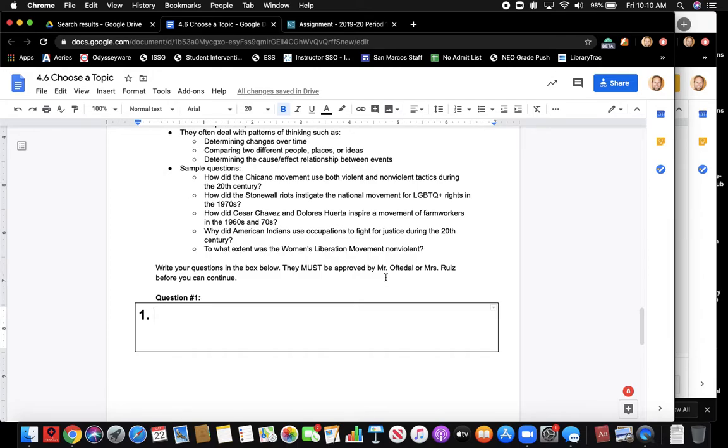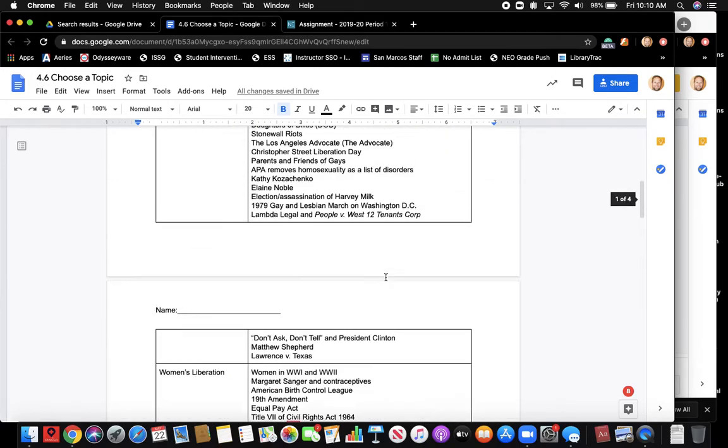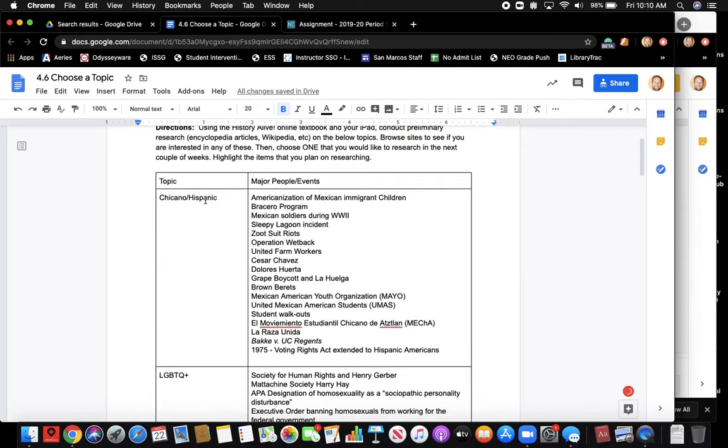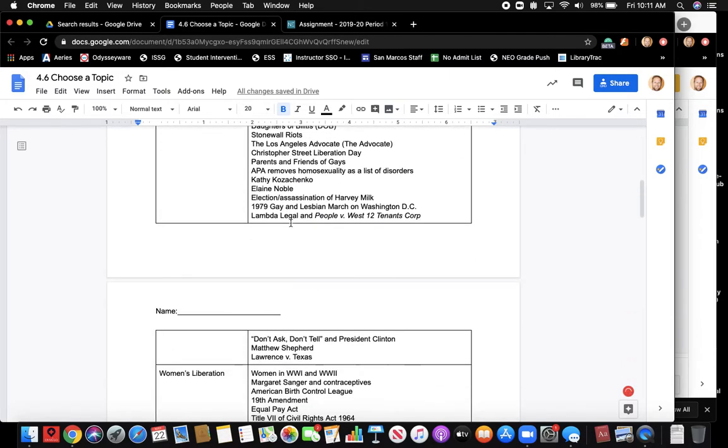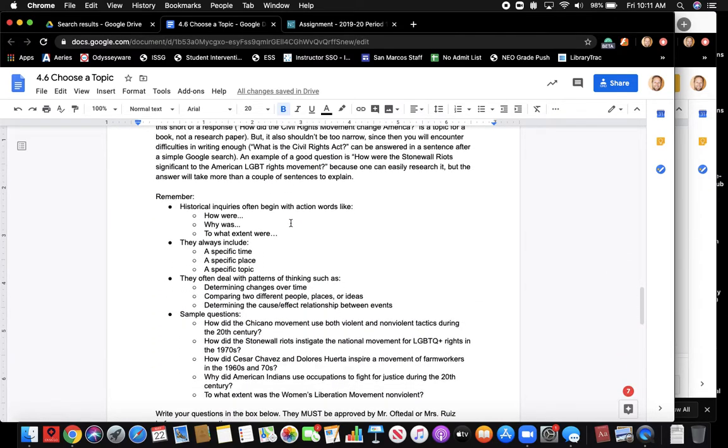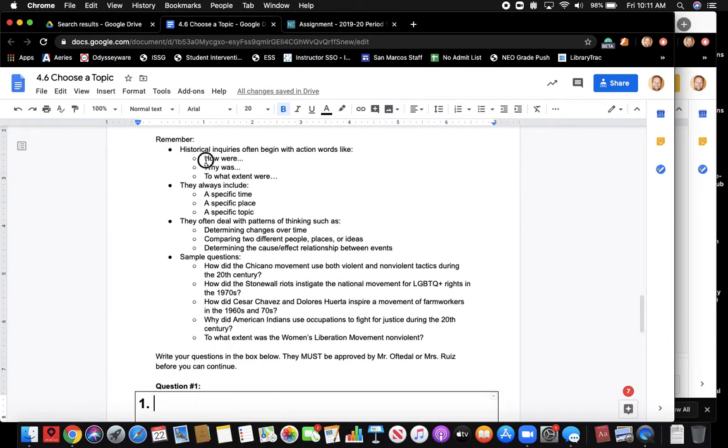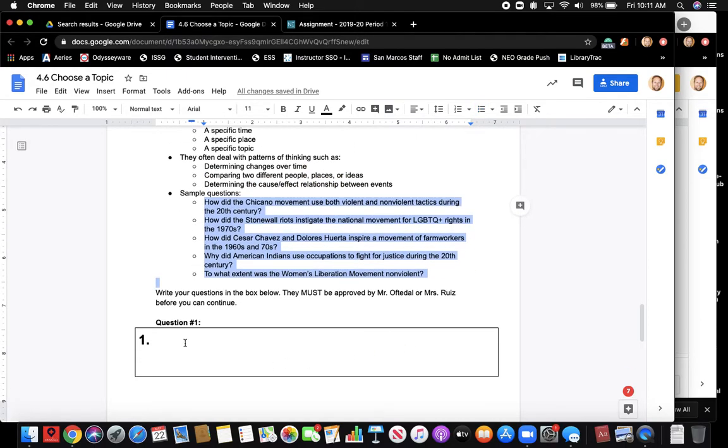So that's 4.6. Again, just a brief overview. You're going to be choosing one of these topics and 2 or 3 of these major people or events that fit within this topic that you might want to research. And then you're going to create a research question that combines all of those things: it has a higher level action word, includes a specific time, place, and topic, has one of these thinking patterns, and is modeled after one of these. So once you're done, hit share with me. I'll look it over, give you feedback, and then you're ready for 4.7.